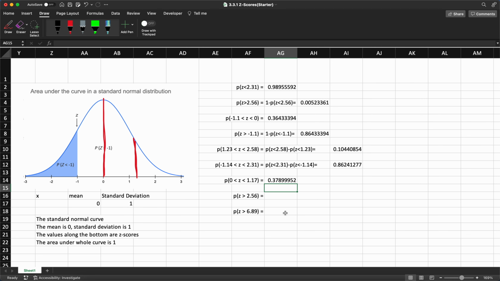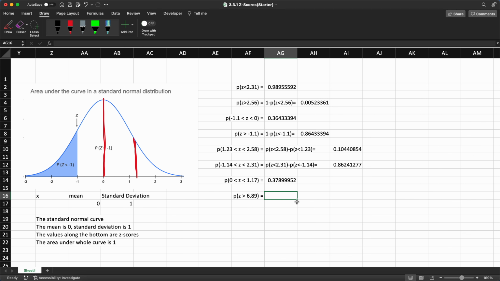So now the probability that z is greater than 2.56, that's going to be 1 minus the probability that z is less than 2.56. Oh, I already did this one. It's up here. Forget this one. All right, let's do this one instead.